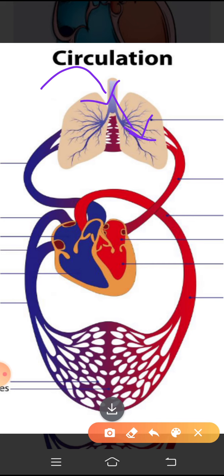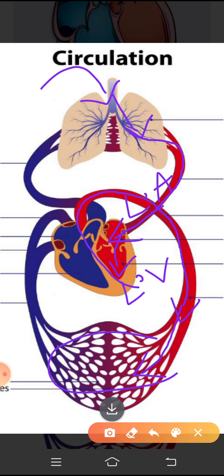So the oxygenated blood now enters from the lungs to the left atrium. The lungs give the oxygenated blood to the left atrium. From the left atrium it goes to the left ventricle. This is the blood pumping chamber. So now from the left ventricle it pumps the blood to the different parts of the body, where the body cells receive the oxygenated blood. As a result, carbon dioxide is released, right?